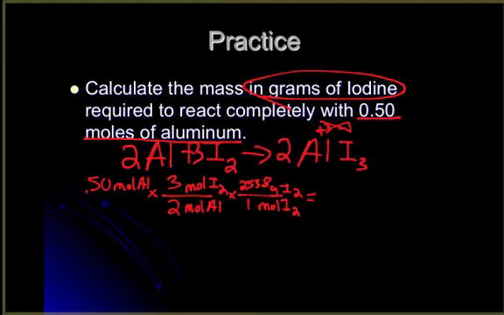And now we're going to just plug in and solve, right? We need 2 significant figures in our answer, so let's see what we get. 0.5 times 3 times 253.8. Divide that all by 2. I get 190.35. 2 significant figures means it's 190 grams of iodine. Okay?